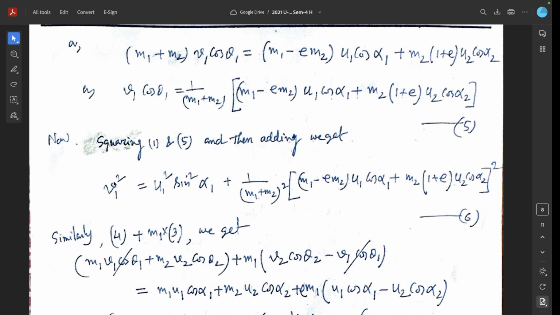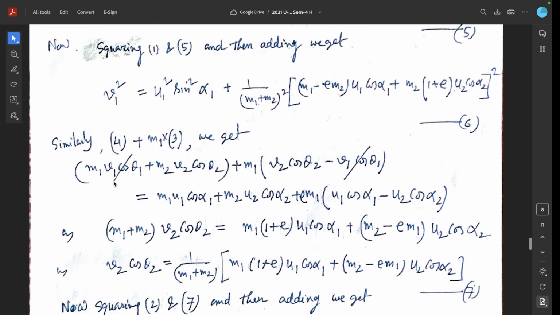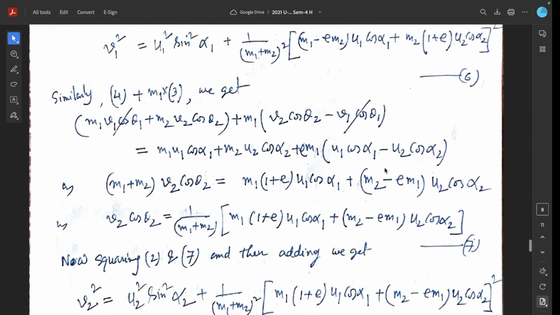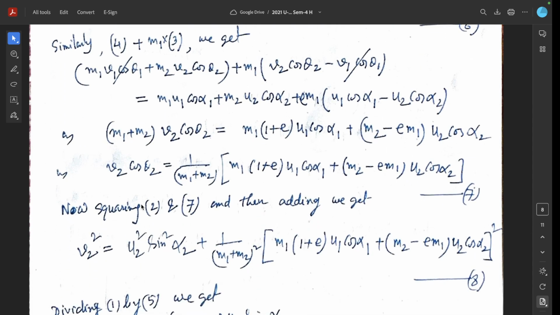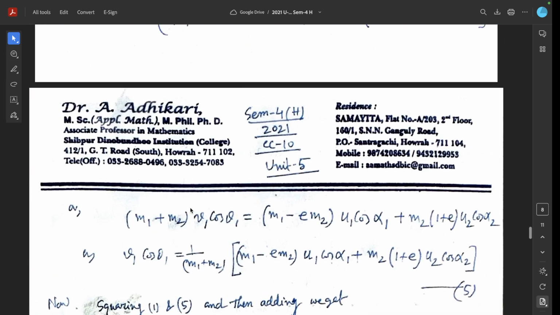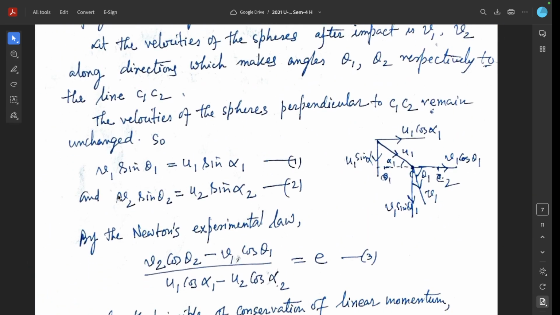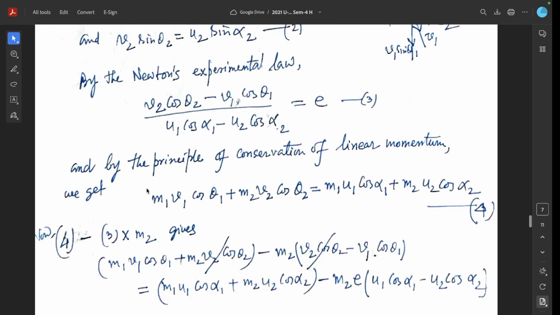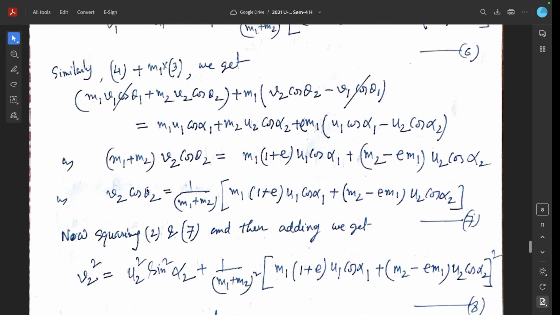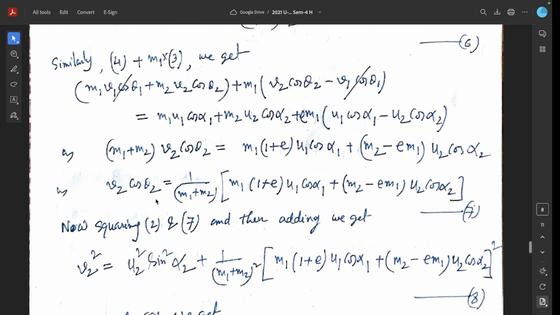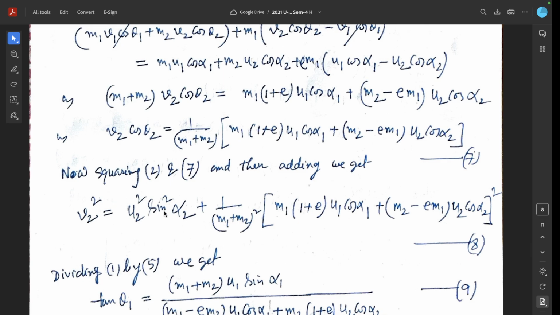velocity v1. Similarly, equation 4 plus m1 into equation 3, and after simplification we get v2 cos theta 2 equal to equation 7. Squaring 2 and 7 and adding, where 2 is v2 sin theta 2 and from 7 is v2 cos theta 2, so squaring and adding we get v2 square equal to this equation 8, and this gives the magnitude of the velocity v2.